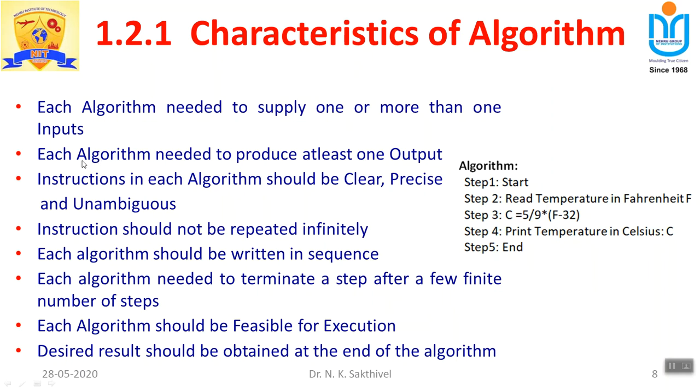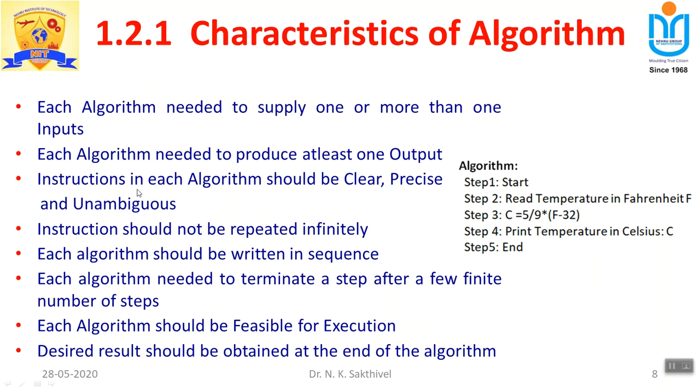The next point is each algorithm needs to produce at least one output. It is required, because after execution we obviously expect a result. That's the reason why an algorithm needs to produce one output. As far as this algorithm is concerned, the output is the Celsius value. It will print it.